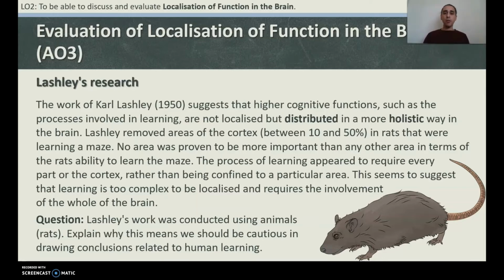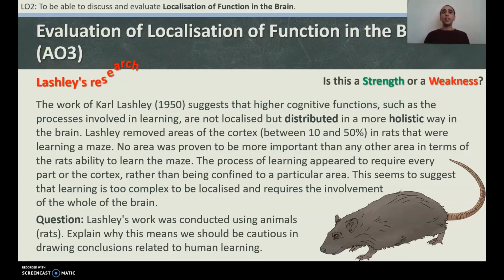Lashley removed areas of the cortex, between 10 and 50%, in rats that were learning a maze. No area was proven to be more important than any other in terms of the rat's ability to learn the maze. The process of learning appeared to require every part of the cortex, rather than being confined to a particular area. This seems to suggest that learning is too complex to be localized and requires the involvement of the whole brain. So, is this a strength or a weakness?